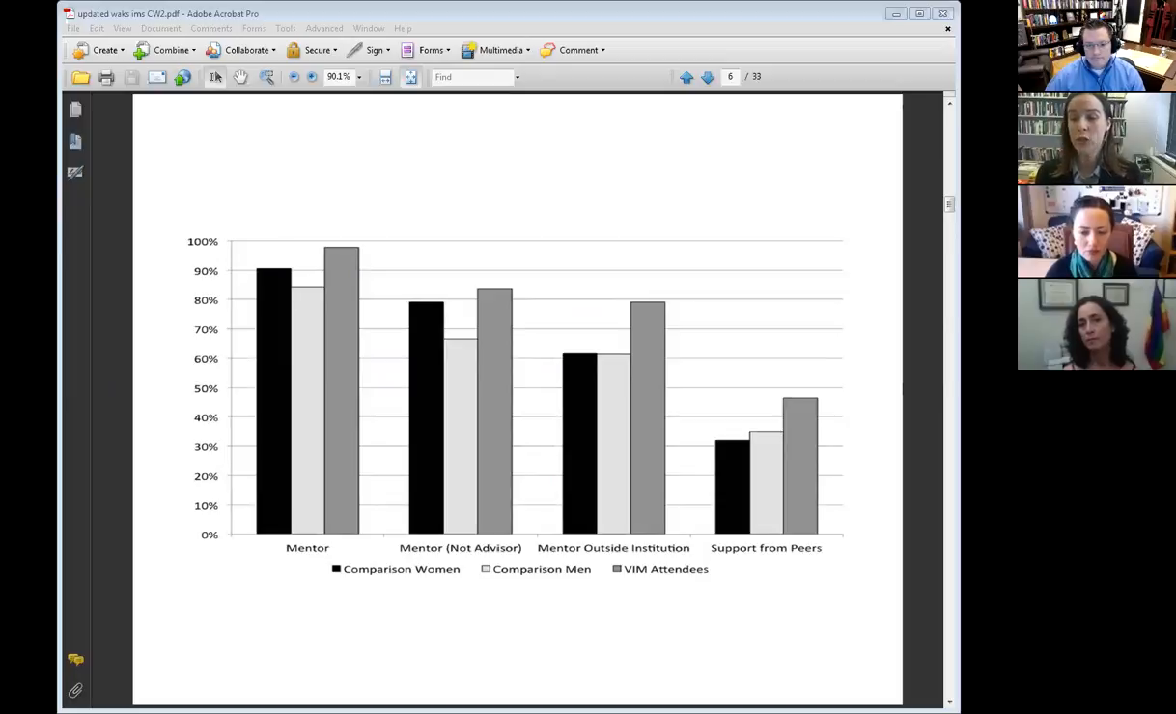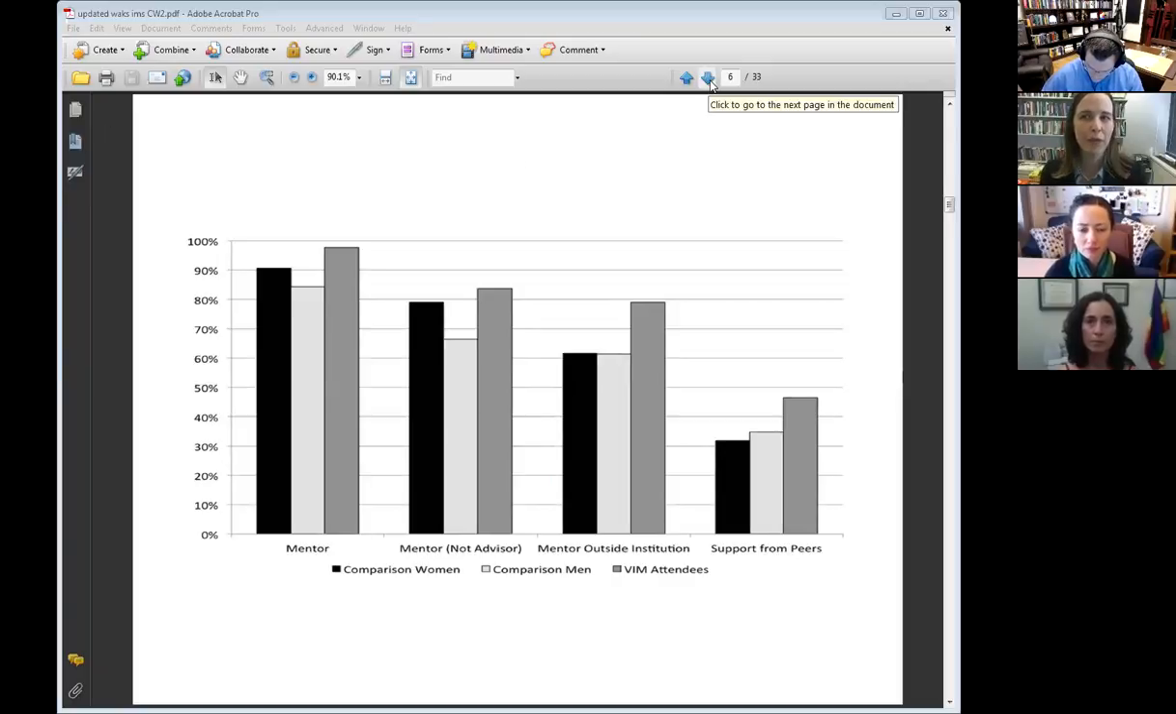There's also this question about support for peers, and where we get a significant divide between women who've attended VIM and others we surveyed is with the mentor outside the institution and support from peers questions. If we think about trying to promote women's expertise in a particular field, having broader connections of individuals from whom you can receive mentorship, who often serve as promoters of your work, and having more support from peers certainly seems like it's going to facilitate that goal.